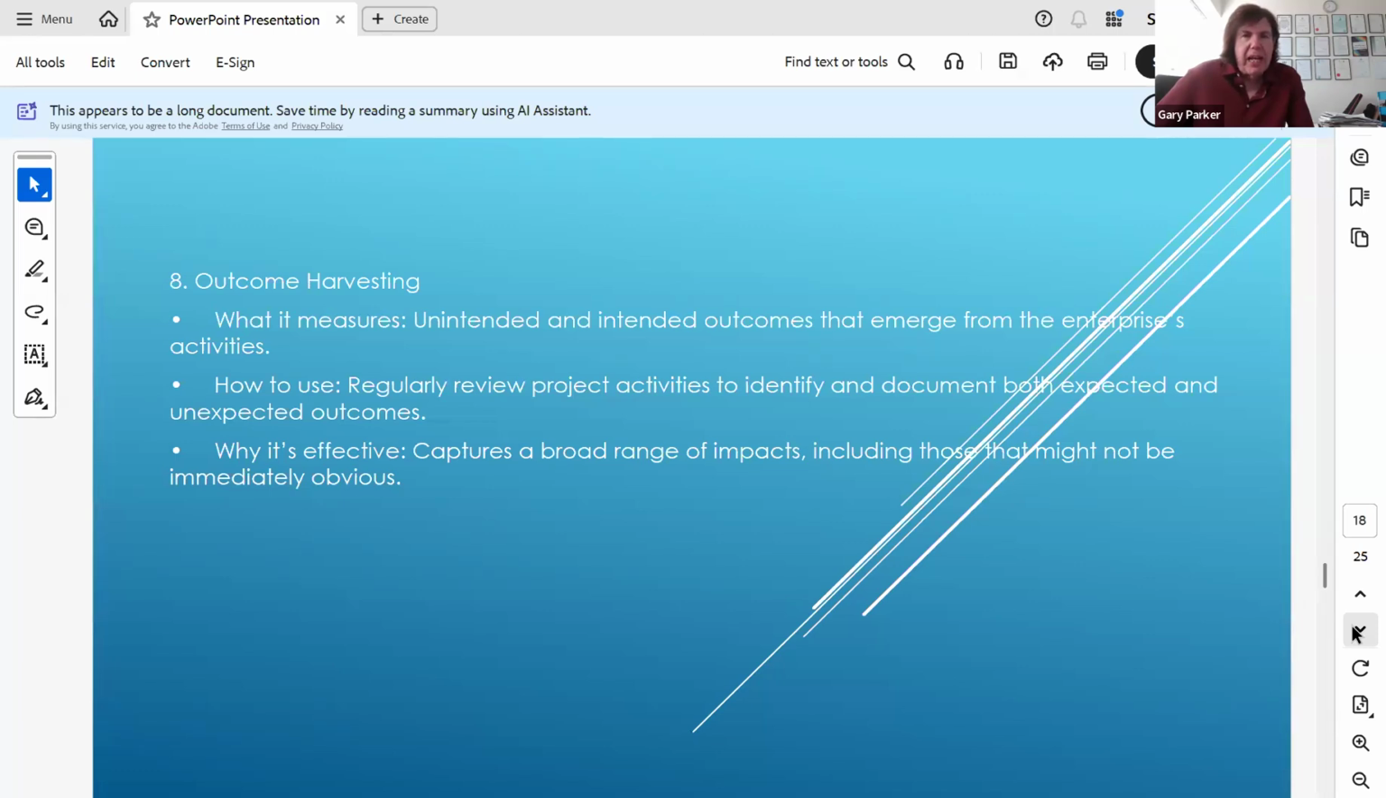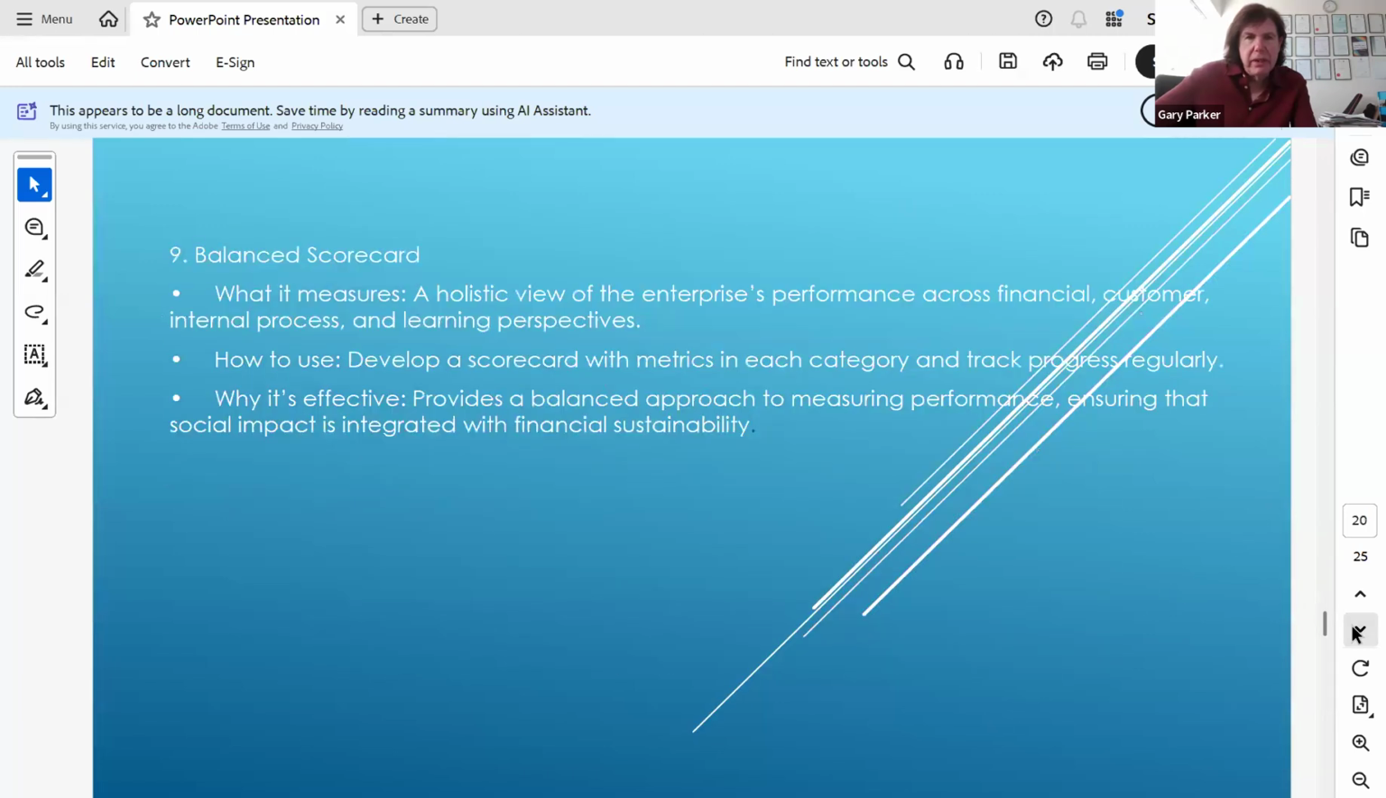So outcome harvesting is a very interesting area, and why it's effective is because it captures a broad range of impacts, including those that might not be immediately obvious, like those that I've just mentioned in terms of the creation of social networks with childcare. Let's move on to the next one.